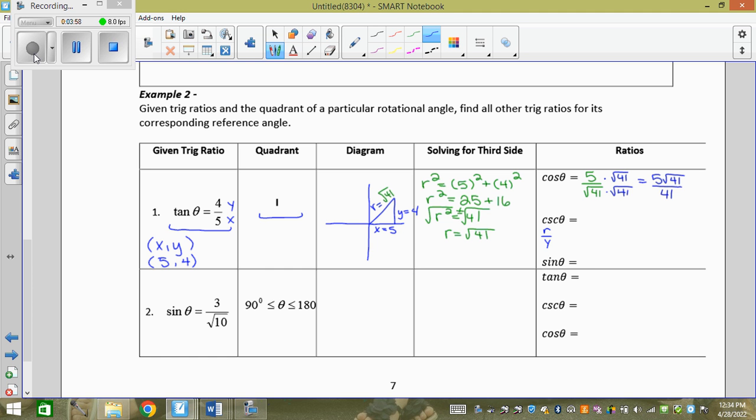So I'm going to get root 41 over 4. And then I'm done. I don't have to do anything to that one because it doesn't have the radical in the denominator. And then sine is your resume. So I'm going to get 4 over root 41, which I'm not done. I have to rationalize. Square root 41, square root 41. And I get 4 root 41 over 41.